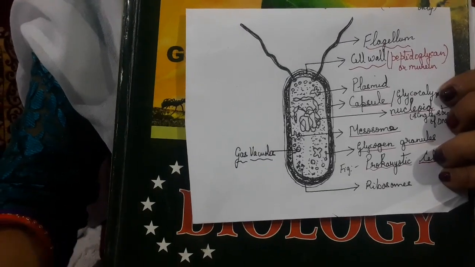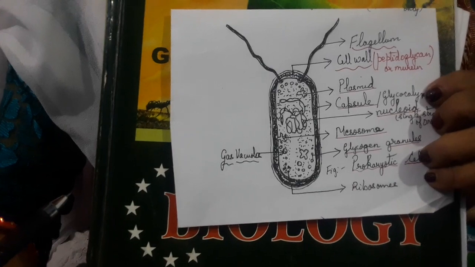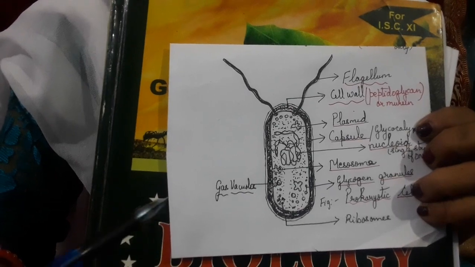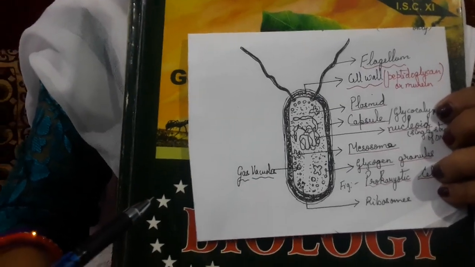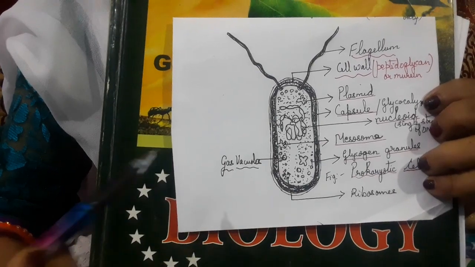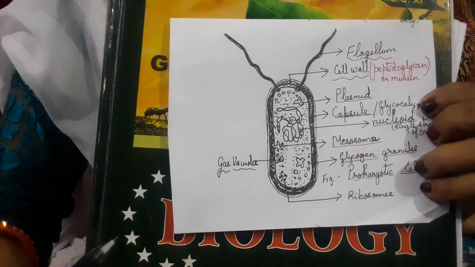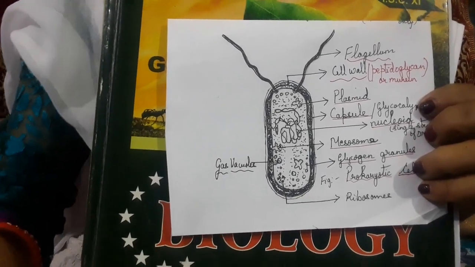Clear? Now, next comes the cell wall. What is the cell wall made up of? The cell wall is made up of peptidoglycan, also referred to as murein. That also allows the entry and exit of substances. Then it also provides protection in bacteria. Now, according to Christian Gram, the cell wall can be stained on the basis of certain dyes. They are grouped into 2 types: gram positive bacteria and gram negative bacteria.